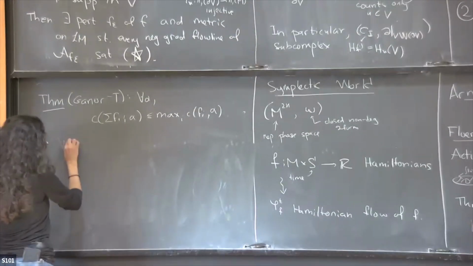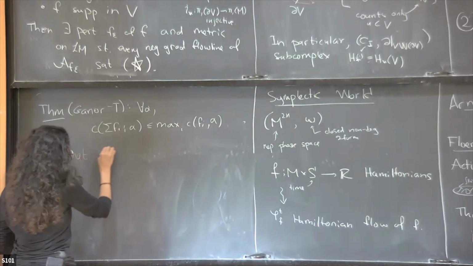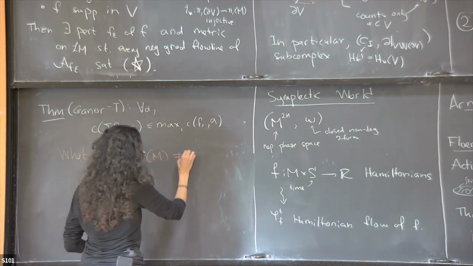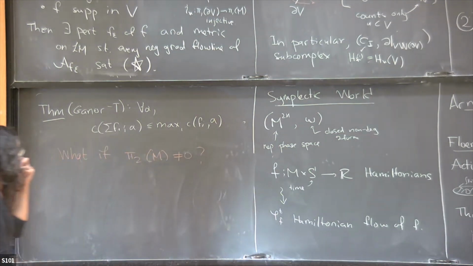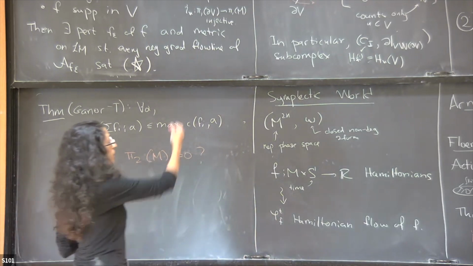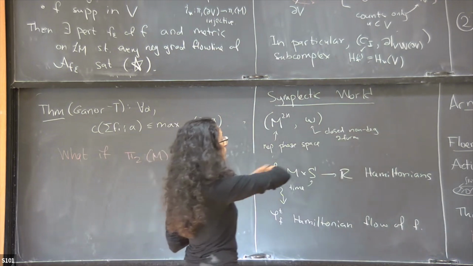Everything I said so far is under the assumption that pi2 is 0. So what happens if pi2 is not 0? Then basically everything fails. By fails, I don't mean that we don't know how to prove it. I mean that it's wrong. You cannot hope for such a splitting. These applications are not true.